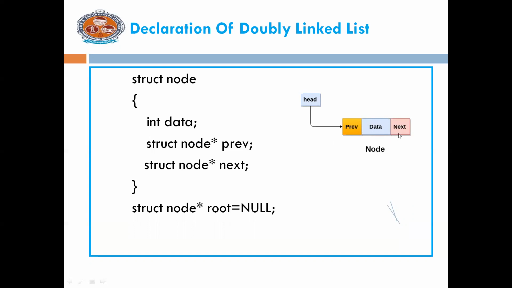So I have defined the data as int data. And the second one is a pointer of struct node because it will be pointing to another node. So I have defined that as struct node star previous. Similarly, struct node star next. And the last statement is struct node star root equals null. Initially, our doubly linked list is empty, so I have assigned the root value as null here.